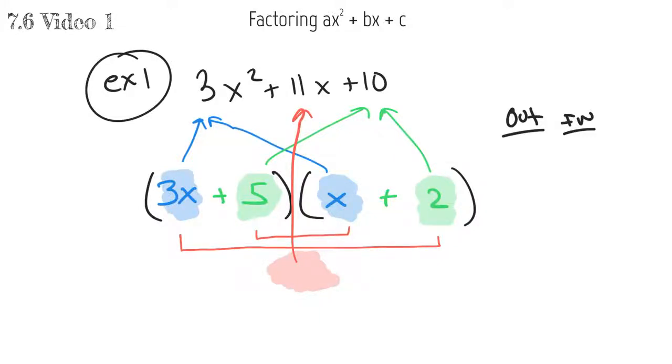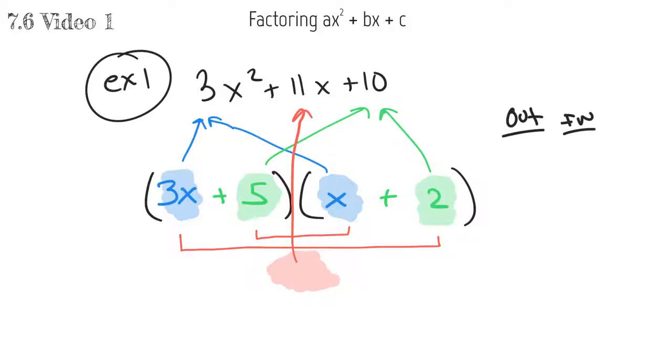Hey everyone. So in this video we're going to explore how we can go about factoring trinomials where the leading coefficient isn't 1. So what you're going to see is a bunch of problems where that number in front of x squared is something other than 1. In this case, for example 1, we have 3x squared plus 11x plus 10.